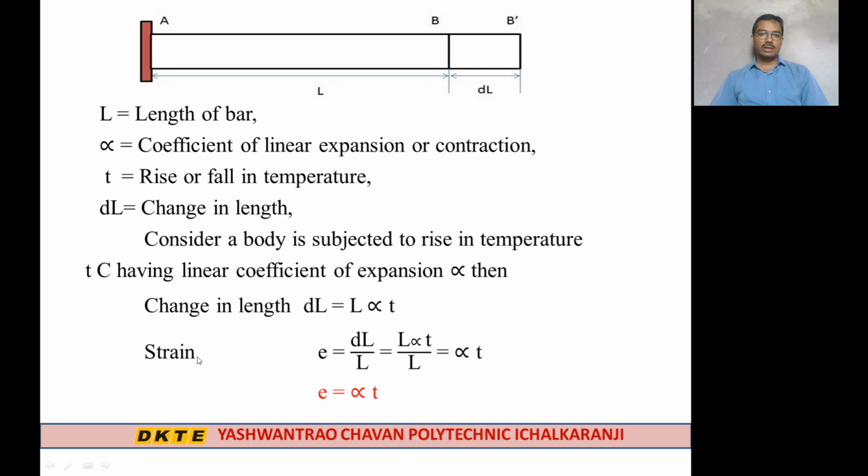Therefore, strain, this is the total change in length. Strain is nothing but change in length upon original length. Change in length is L alpha T and original length is L. L gets cancelled and strain is equal to alpha T. This is the equation of strain.